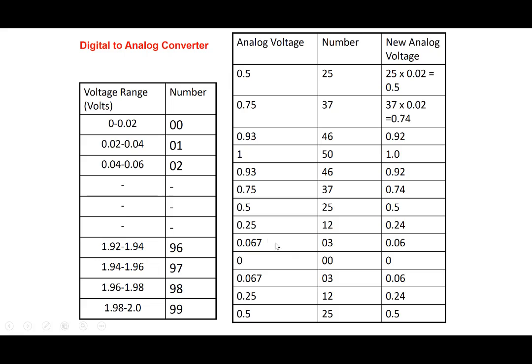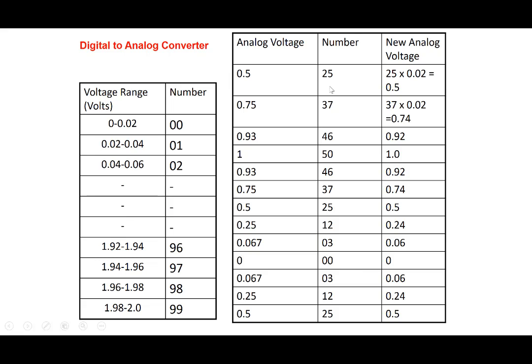0.75 we've already seen. 0.25 we get 0.24. 0.067 we get 0.06 here. So there is an inaccuracy in the second decimal place. First decimal place is fine, and there's a little bit of inaccuracy there. If you want more accurate, then what we would have done is we would have divided the whole scale into 3 digits, and then it would have been accurate to the second decimal place, and we would have had errors in the third decimal place here.